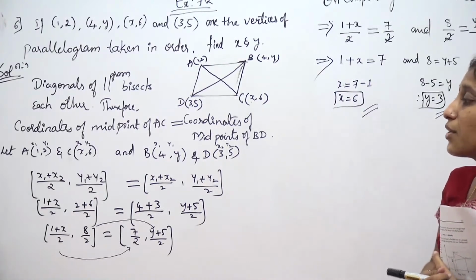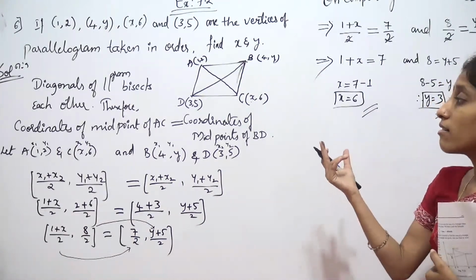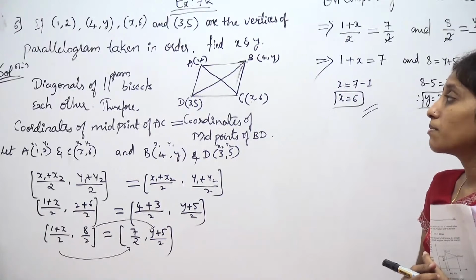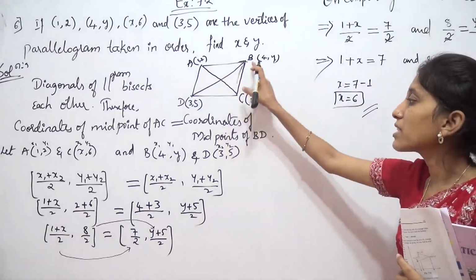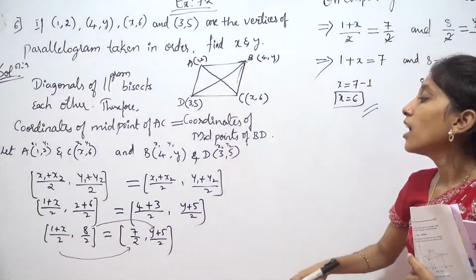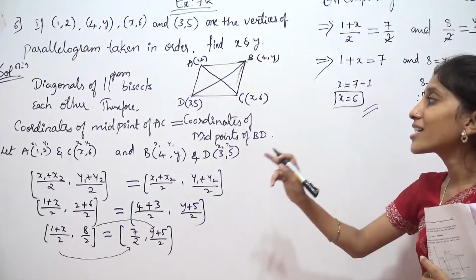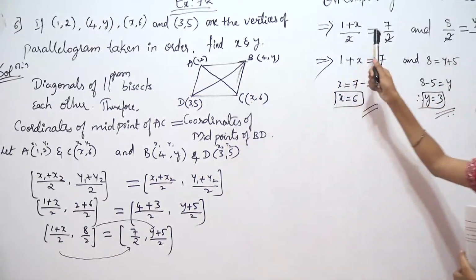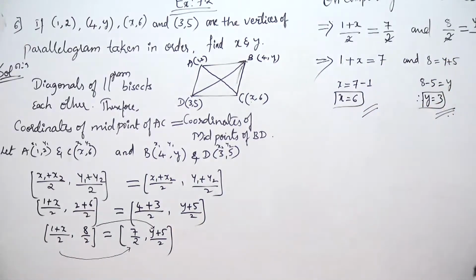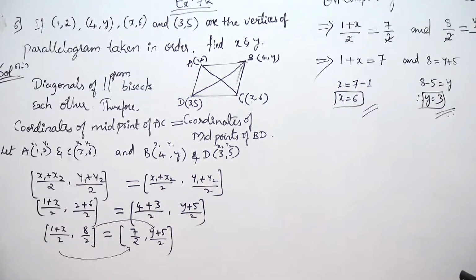So just equating, in this parallelogram, the diagonals bisect each other. We have to find the midpoint of AC and BD, and equate using the midpoint formula: the x coordinate to x coordinate and the y coordinate to y coordinate. Then just equate, and next we will get the answer for x and y.